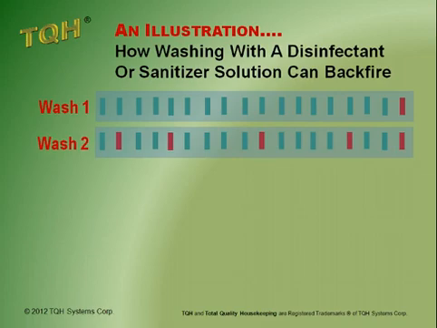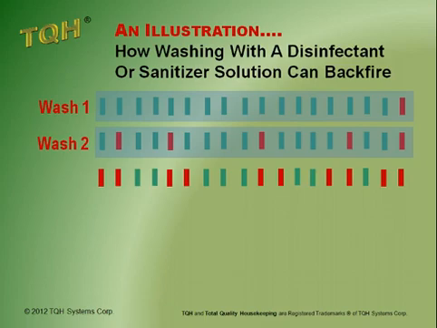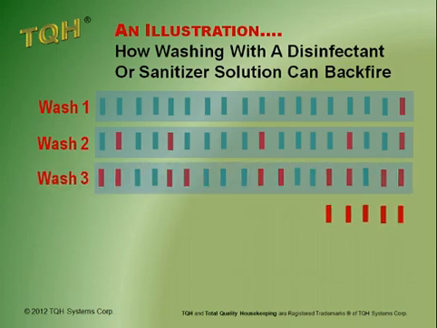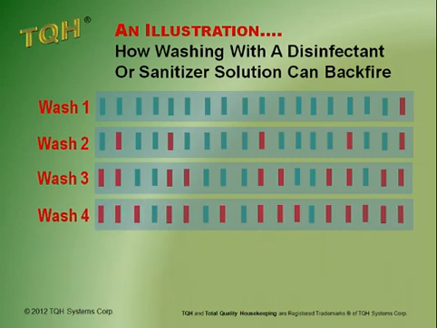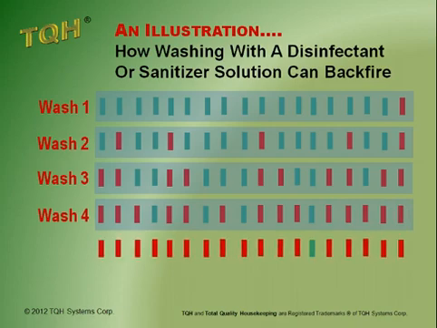Now you do wash two. Same soil, just you're washing it again. It could be the next day. Now it comes back, you see you have more of the dangerous germs, and so on. Now grant you, this is an illustration, but this is what can happen when you try to wash away soil with disinfectant or sanitizing solution, thinking that you're killing all of the germs. So eventually, you've got more of the dangerous germs than you have of the ones that won't bother you.